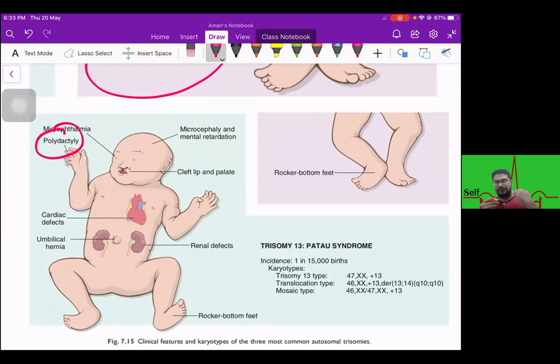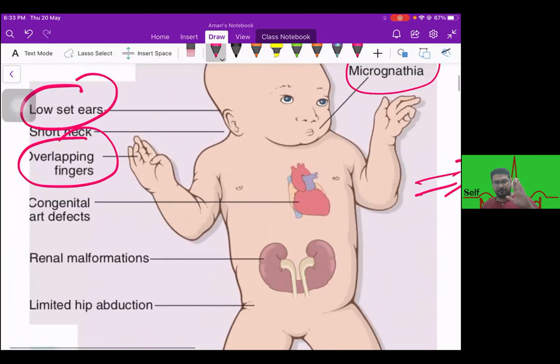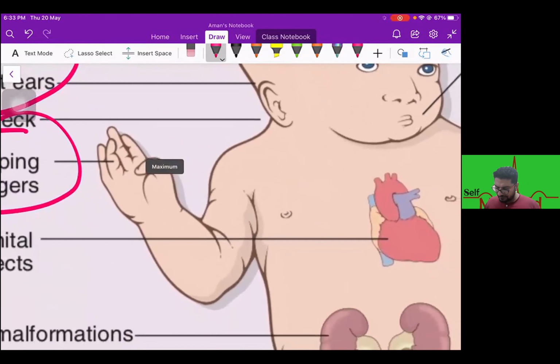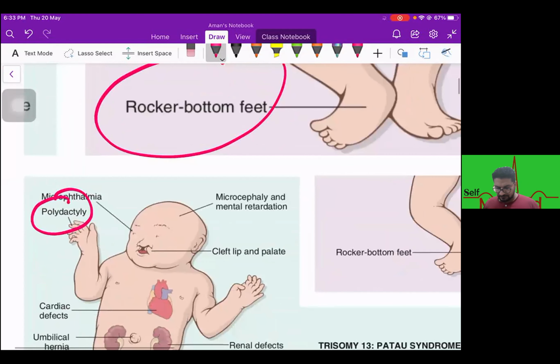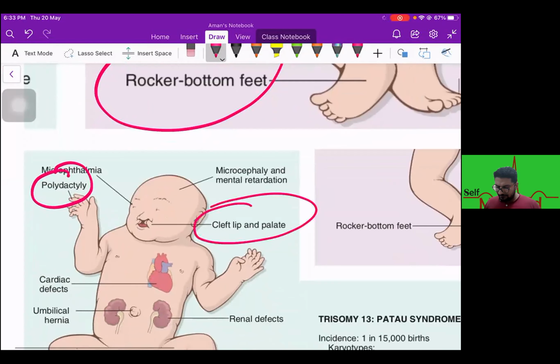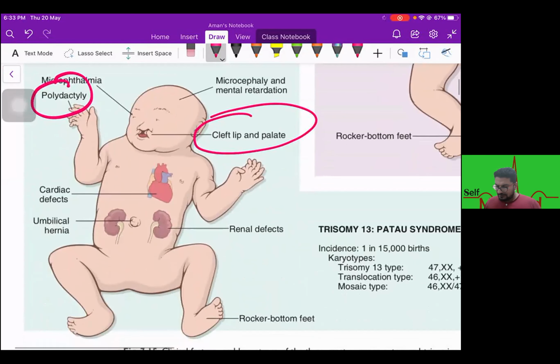Just pay attention. In the previous image I told you, see once again, overlapping finger means if you count the fingers, 1, 2, 3, 4, 5. Fingers are 5. If you count here, you will see fingers are 6 or 7 or even more. We call this polydactyly. Then you can see cleft lip and cleft palate. You can see cardiac defect. So these are features of Patau syndrome.